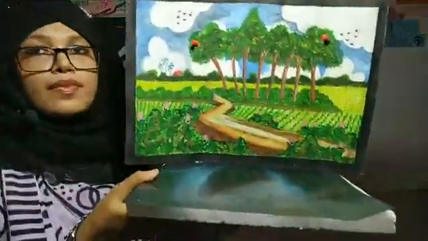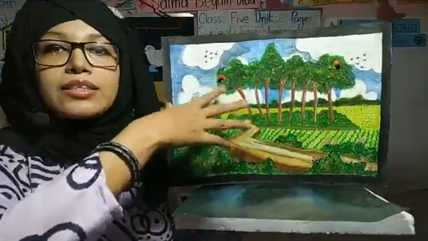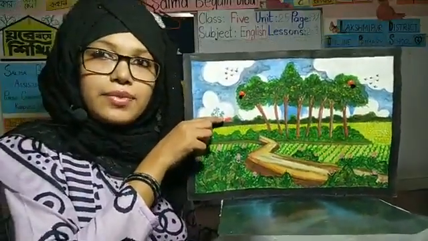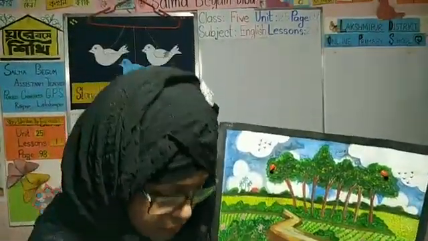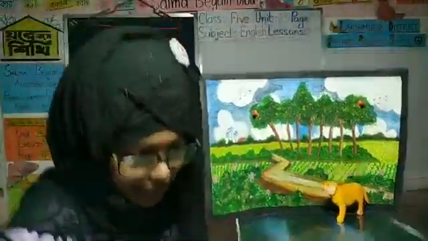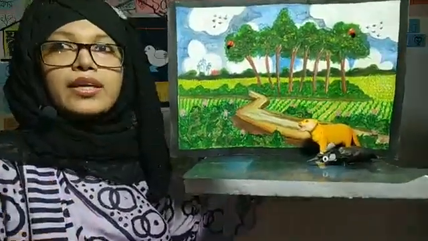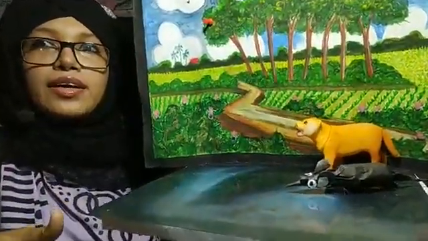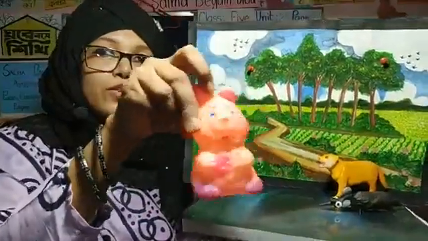Now you see this? It's a forest, no? And this time is morning because the sun is rising. Okay, the sun is rising. So one morning, a fox was in the forest, and also a rat was in the forest. Okay, can you see a fox and the rat? Can you see it? Okay, I think you can see.